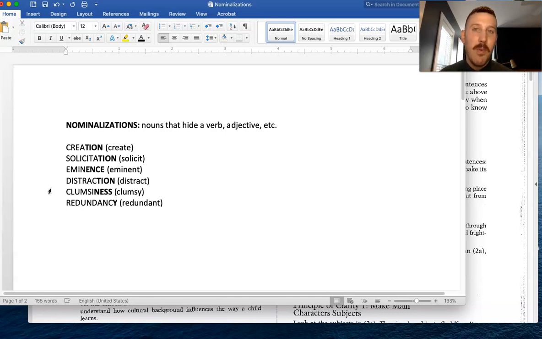Some of you may be familiar with that word, some of you may not. A nominalization is a grammatical term that refers to any noun that hides or buries within it a verb, adjective, or some other part of speech. So here are some examples. Creation, create is buried in that word. Solicitation, solicit is buried. Eminence buries eminent, distraction buries distract, clumsiness buries clumsy, and redundancy buries redundant. You could also see that the word nominalization is also a nominalization.